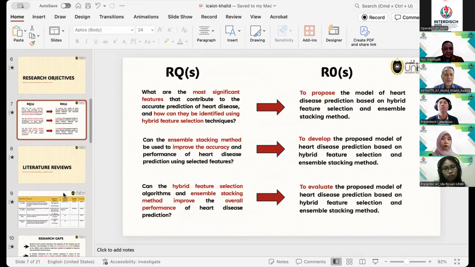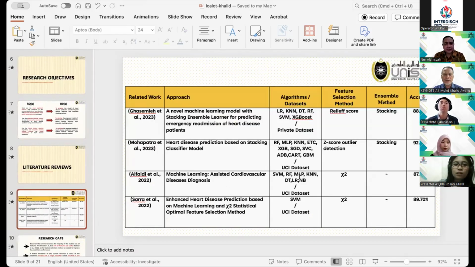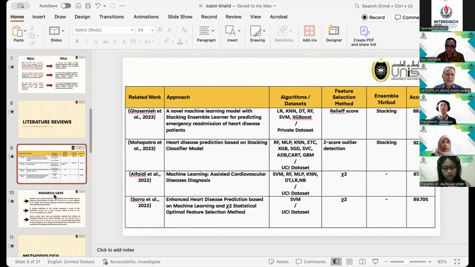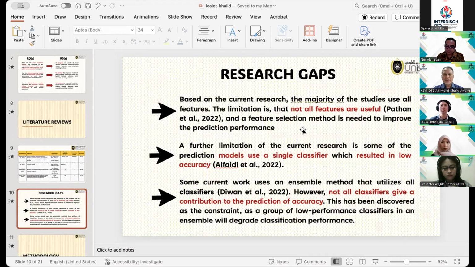Okay. So a bit on the literature review. Okay, so this is the previous research that has been done on the dataset. Most of the previous research is using a single classifier. Like the first one, okay, they are using LR, KNN, decision tree, random forest, and the performance of the prediction we considered as not really up to the classifying level.